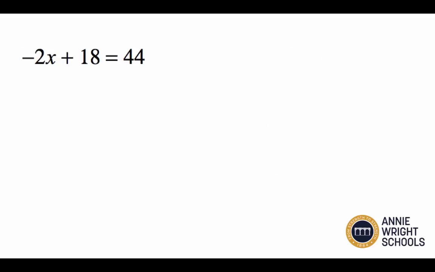All right, let's try another example. Again, pause the video, try this one on your own. Write the original equation down and see how it goes. I'm going to start by subtracting 18 from both sides of the equal sign. Remember, this equal sign creates this barrier, and if you add and subtract, you do it on both sides of that barrier. 44 minus 18 is 26, so now I have negative 2x equals positive 26.